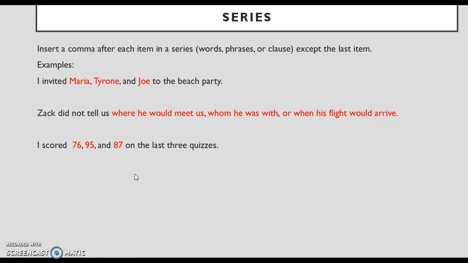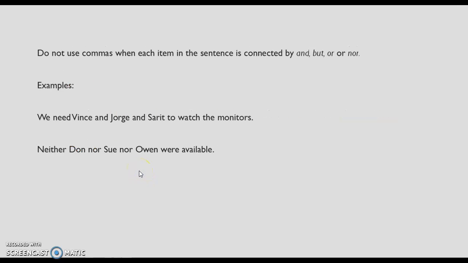Zach did not tell us where he would meet, whom he was with, or when his flight would arrive. Those are all clauses, and they're separated by commas. I scored 76, 95, and 87 on the last three quizzes. Do not use commas when each item in the sentence is connected by and, but, or nor. We need Vince and George and Sarit to watch the monitors. Neither Don nor Sue nor Owen were available.